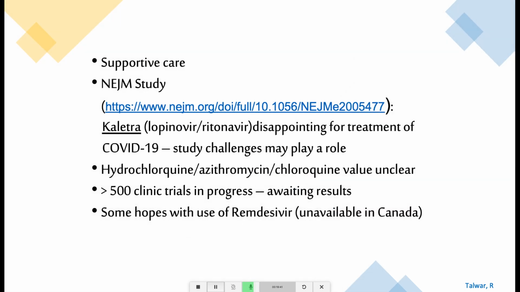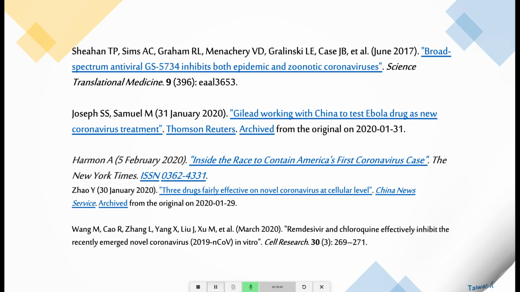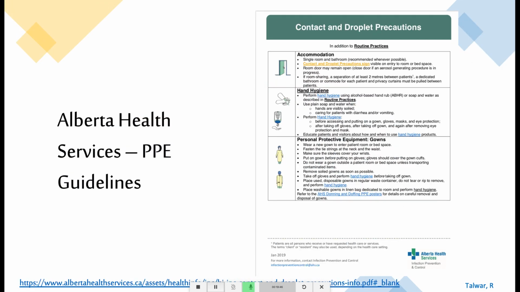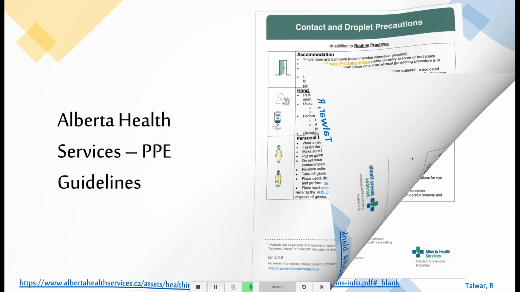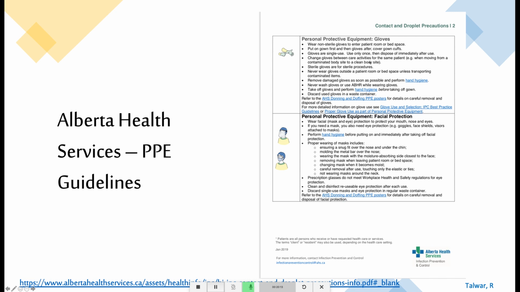Now, in our world, Alberta Health Services has been doing a lot, especially when it comes to personal protective equipment guidelines. So go to the Alberta Health Services website and work your way through that. The link is there at the bottom. This, of course, is focused on hospital care of patients, so accommodation, hand hygiene, personal protective equipment, the gowns, gloves, facial protection, going through these.